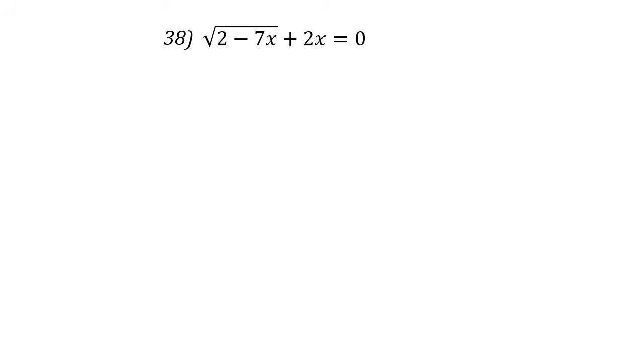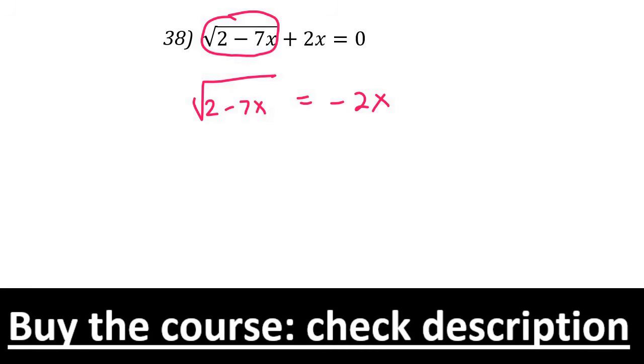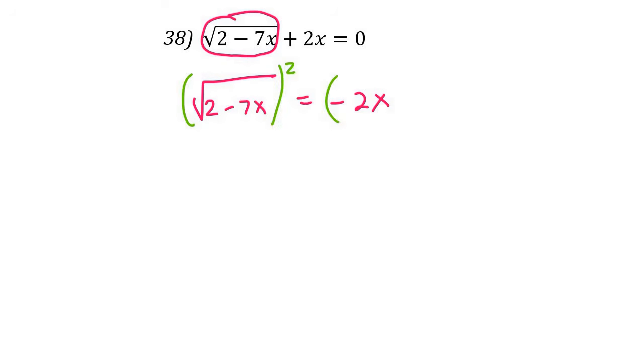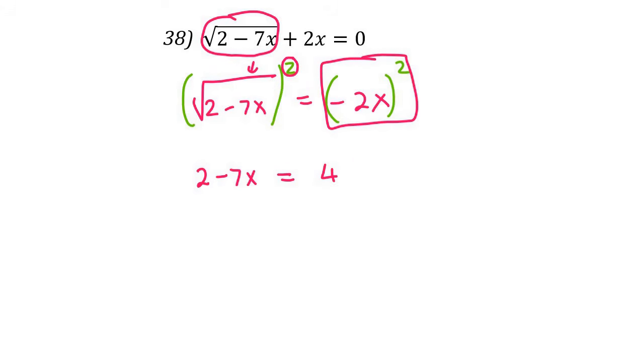So with question number 38, we have a square root, and so we need to get that square root alone first. So there it is. So we can do this. Then we can take the 2x over to the other side. And now what we want to do is square both sides. Like that. Now remember that if you square a square root, it just cancels the square root, and so you'd be left with the inside part like that. And then the square of this becomes 4x squared.